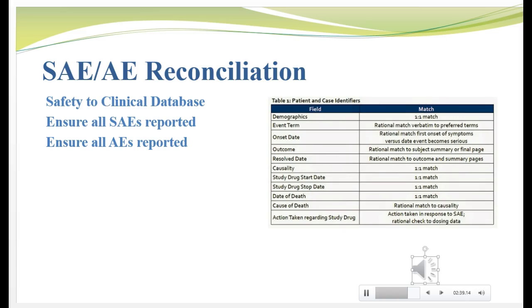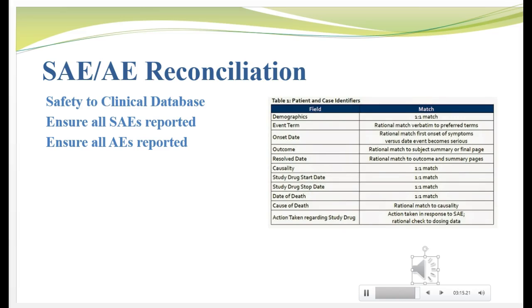Did the patient die? Did the SAE resolve? Were they hospitalized? The date it was resolved, whether you think it was caused by the drug, and the stop and start time of the study drug, so you can look at the potential chronological relationship. If there's a death, you need to know the date of death and the cause of death, and also any action taken regarding the study drug. In other words, did they take them off the study drug or reduce the study drug because of the serious adverse event? So SAE to AE reconciliation is between the safety database and the clinical database.